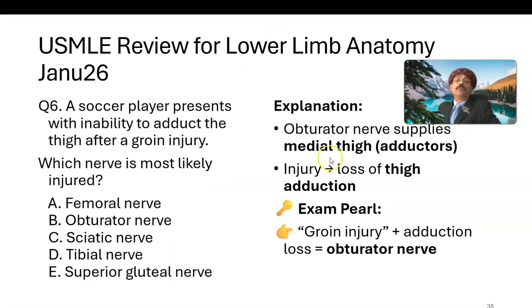So our answer should be the obturator nerve, which supplies the medial thigh adductors. Injury leads to loss of thigh adduction. Example: groin injury plus adduction loss. That means obturator nerve lesion.